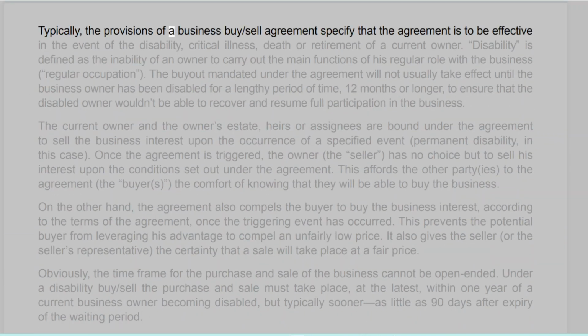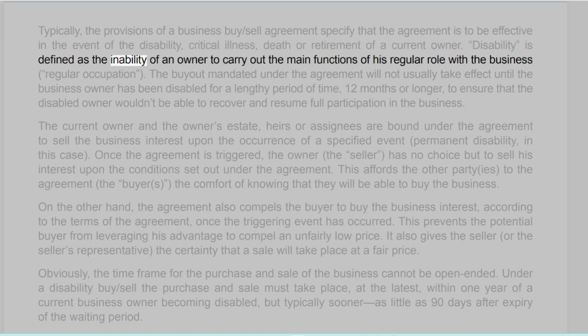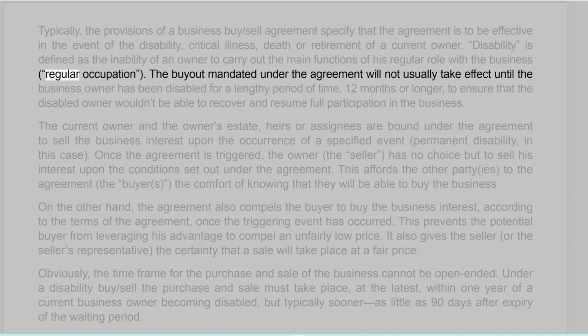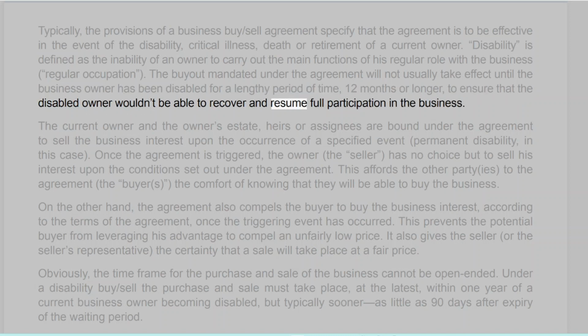Typically, the provisions of a business buy-sell agreement specify that the agreement is to be effective in the event of the disability, critical illness, death, or retirement of a current owner. Disability is defined as the inability of an owner to carry out the main functions of his regular role with the business, regular occupation. The buyout mandated under the agreement will not usually take effect until the business owner has been disabled for a lengthy period of time, 12 months or longer, to ensure that the disabled owner wouldn't be able to recover and resume full participation in the business.